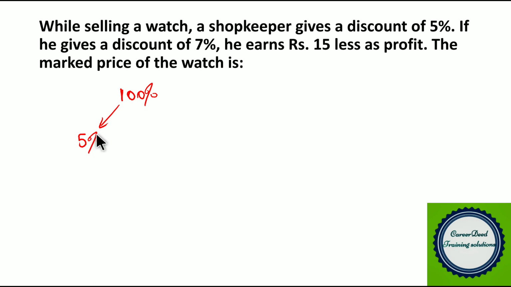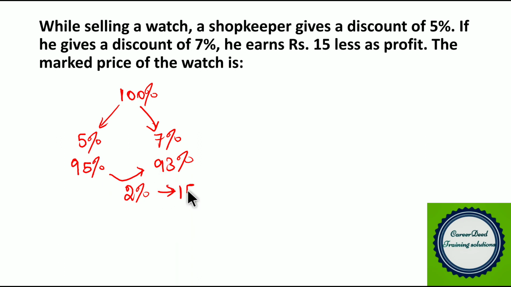If he gives a discount of 7%, okay, first he gives a discount of 5%. That means he has to sell it for only 95% of the market price. But instead of this 5%, if he gives a discount of 7%, he earns rupees 15 less as profit. So 7% discount means he has to sell it only for 93%. So this is actually how many percentage lesser? 2% lesser. Because of this 2% lesser, he gets 15 rupees lesser profit.